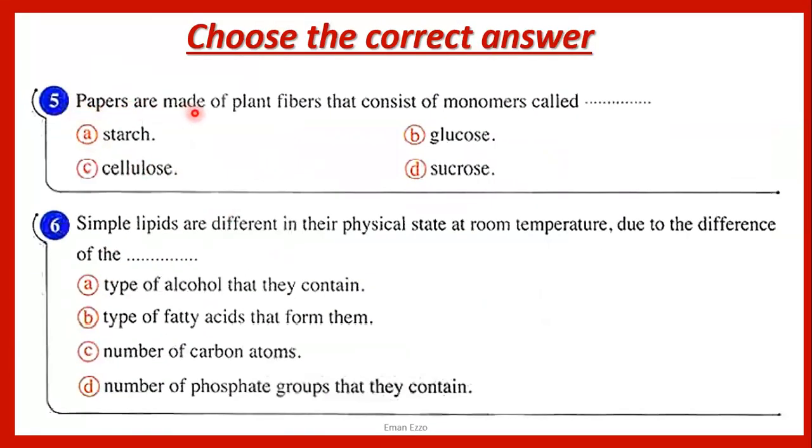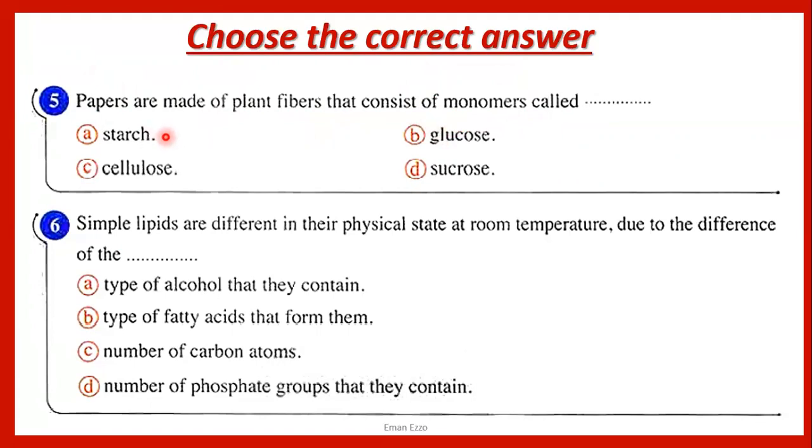Papers are made of plant fibers that consist of monomers called what؟ starch, cellulose, glucose ولا sucrose؟ طيب احنا ما اخدناش البيبرز، مش عارفين البيبرز معمولة من ايه، بس هو هنا مديني في الكويستشن كي وورد، يبقى احنا لازم نقرا السؤال كويس. بيقول لنا papers are made of plant fibers that consist of monomers called what؟ يبقى احنا هنا بندور على monomer.